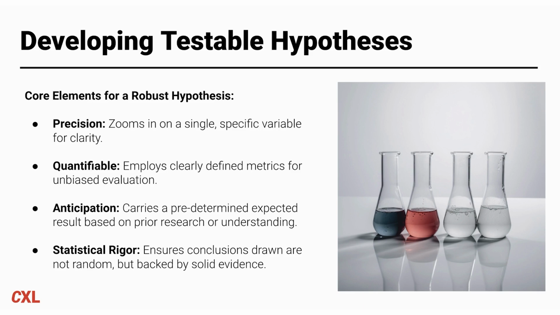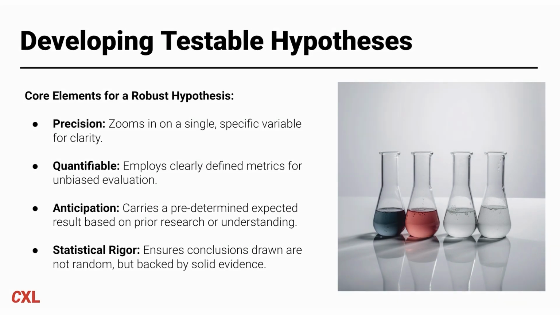Precision. A robust hypothesis doesn't beat around the bush. It's razor focused on a particular variable. This concentration allows us to know with certainty what we're testing and isolate potential effects. Quantifiable. The saying that what gets measured gets managed rings true. Now, our hypothesis must have metrics, and they must be tangible, quantifiable indicators that tell us if we're on the right path. This ensures that our results are interpretable and actionable. Anticipation. Every hypothesis carries with it an element of foresight. So what outcome are we expecting? This predictive nature provides direction and purpose to our experiment.